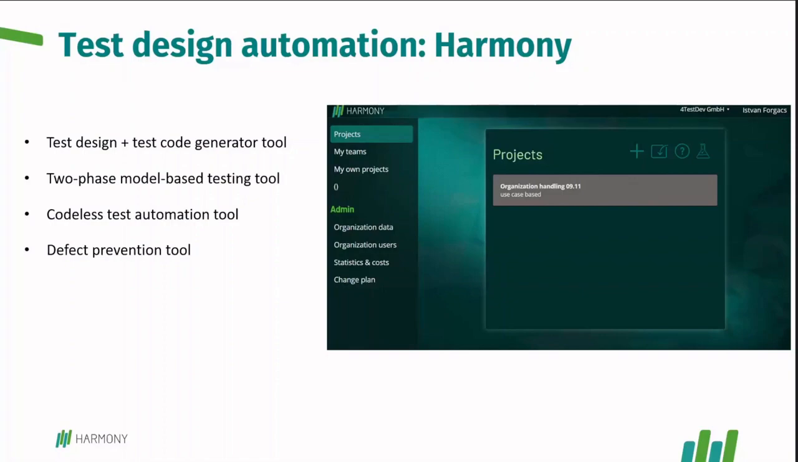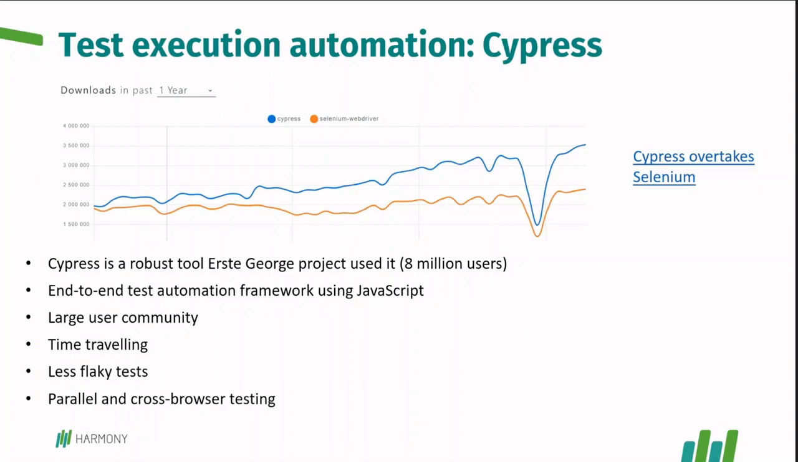Now we arrived at our tool, Harmony, that is a test design plus test code generator tool. And this is the only two-phase model-based testing tool. And it's a genuine codeless test automation tool as well. And it's also a defect prevention tool. But as I mentioned, test automation should involve two things: test design automation and test execution automation.